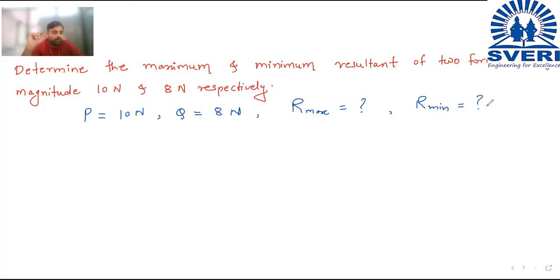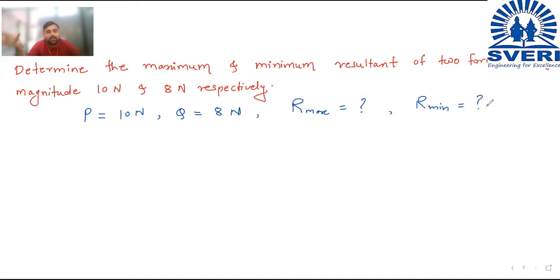So you want to calculate the R max. To calculate the R max, you know what is the maximum value of cos theta? It is 1. So in the formula you can keep cos theta equal to 1, and you know that R max is equal to what? It is P plus Q. We have seen this already. I have given you that while deriving this formula.